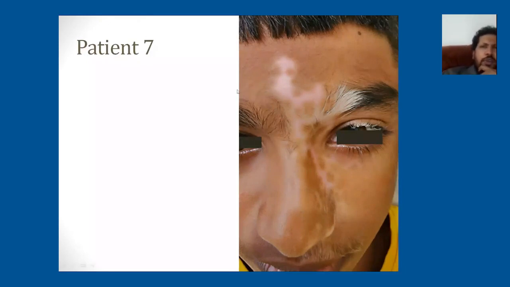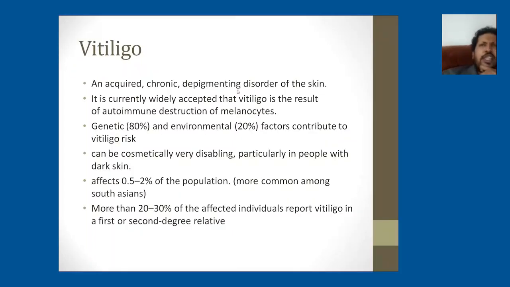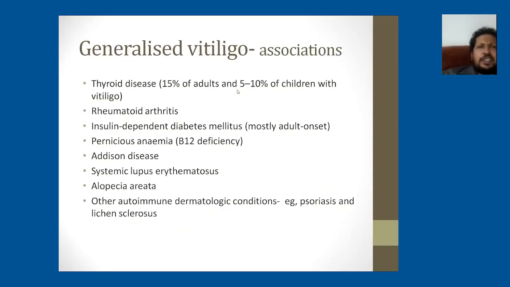Now, vitiligo is an acquired chronic depigmenting disorder. It's thought to be due to genetic and environmental factors, genetics playing a bigger role, leading to autoimmune destruction of melanocytes. Especially in our type of skin, it causes a lot of cosmetic concern. And it's common among South Asians, including ourselves. And there can be involvement of first or second degree relatives. And as we mentioned, it can be associated with alopecia areata and other autoimmune disorders.